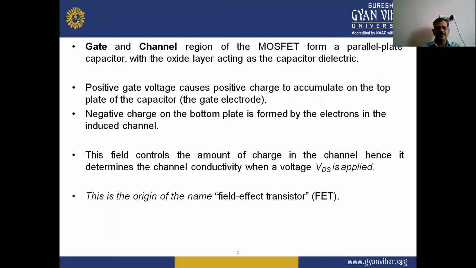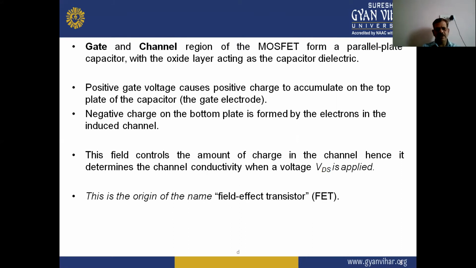The gate and channel region of the MOSFET form a parallel plate capacitor with the oxide layer acting as the capacitor dielectric. Positive gate voltage causes a positive charge to accumulate on the top plate of the capacitor, the gate electrode. Negative charge on the bottom plate is formed by the electrons in the induced channel. So this field controls the amount of charge in the channel.